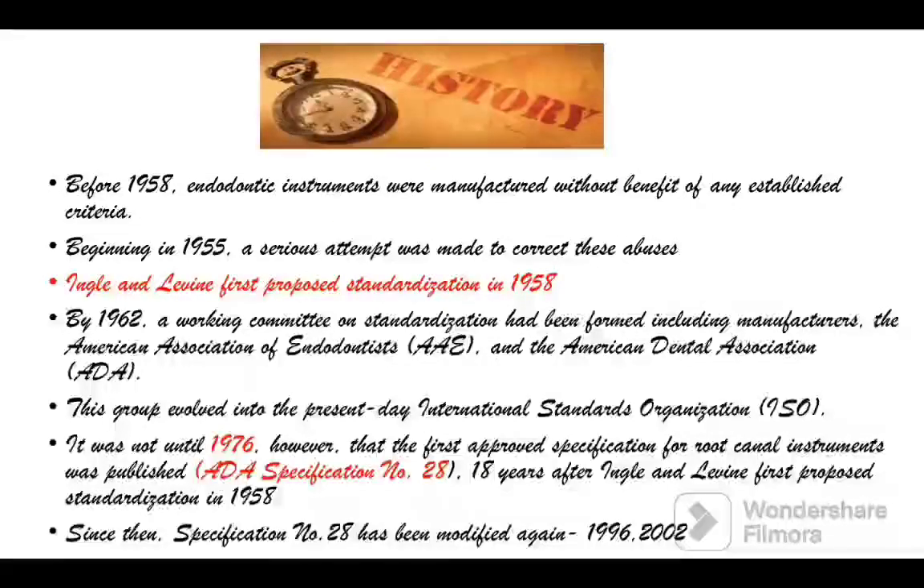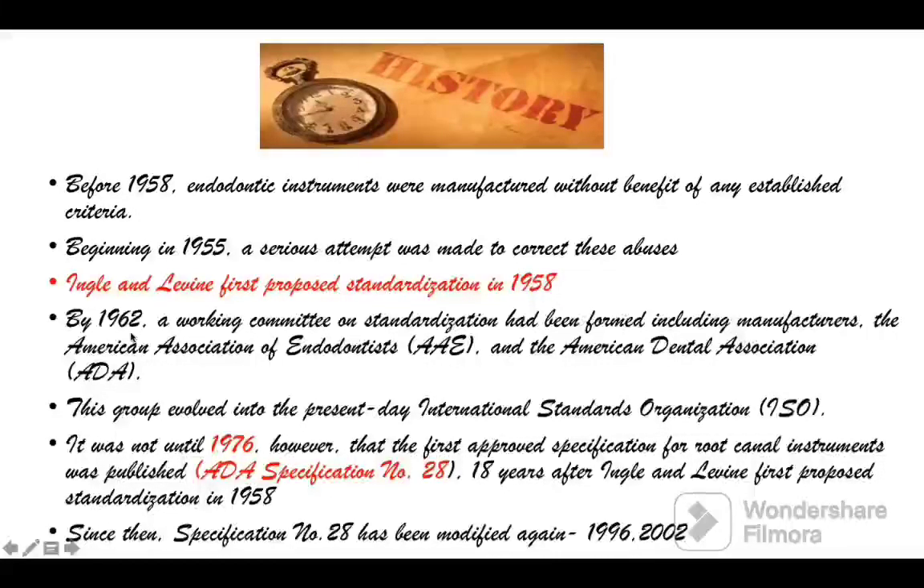Coming to the history, before the year 1958, endodontic instruments were manufactured without any specifications. That is, manufacturers manufactured instruments with different dimensions and gave the same number. This led to a lot of confusion and difficulty in usage. So, beginning in 1955, a serious attempt was made to correct these abuses, and Engel and Levine first proposed the standardization in the year 1958.